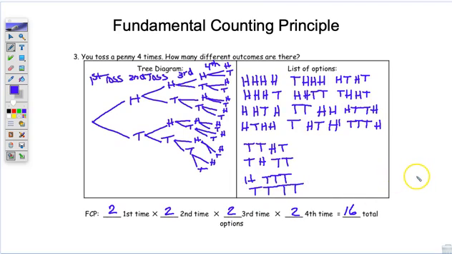All right, so keep in mind using the fundamental counting principle is much quicker than doing the tree diagram or listing them if you're only interested in knowing how many options there are. So again, you can do that by multiplying, like we did here. For the first option, there are two different results. Same with the second, third, and the fourth. Multiply them together and got 16.